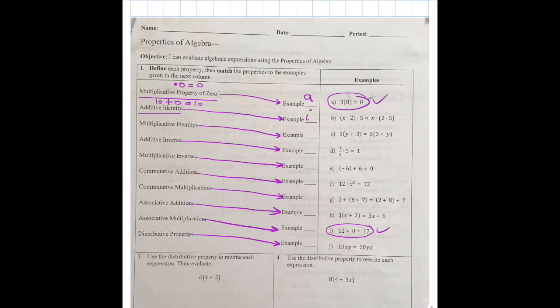Next one, the multiplicative identity. The word multiplicative tells me I'm looking for multiplication. Identity tells me I start with the number, end up with the same identical number. So in this case, I have to multiply by 1. If we look in our examples, there is only one example where I start with the number and end up with the same number. That is F. I start with 12 and I end up with 12.